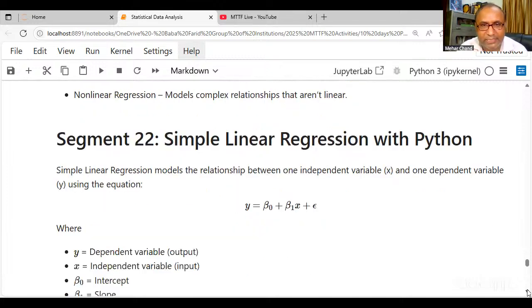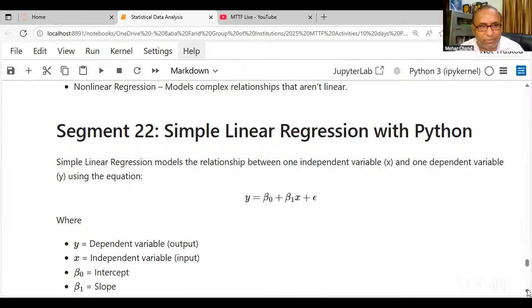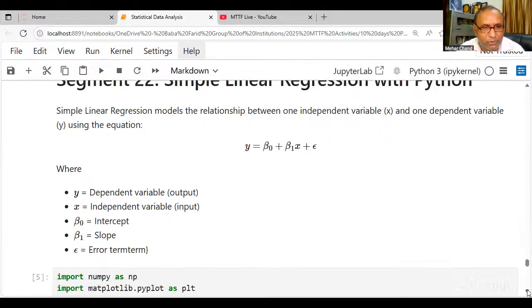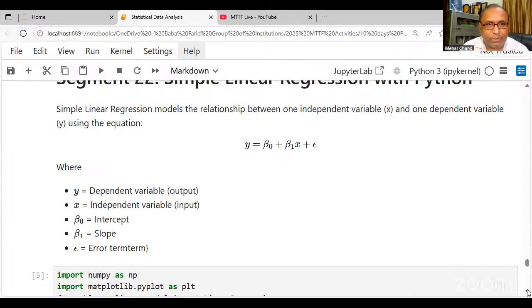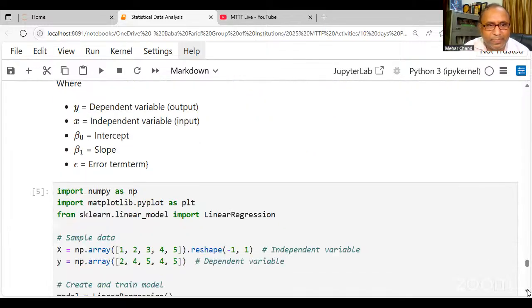Here y is the dependent variable and x is the independent variable, and beta 0, beta 1, and epsilon is the error term.